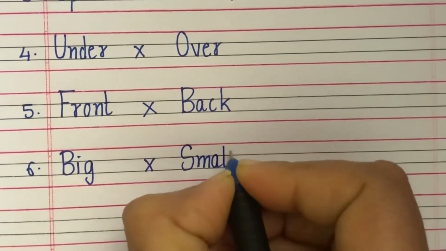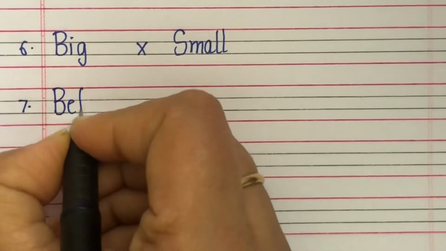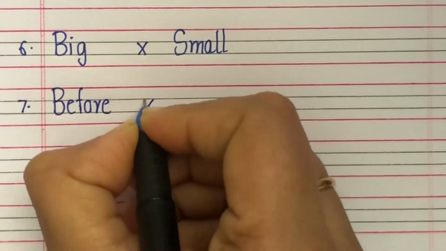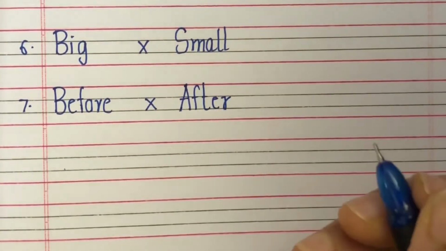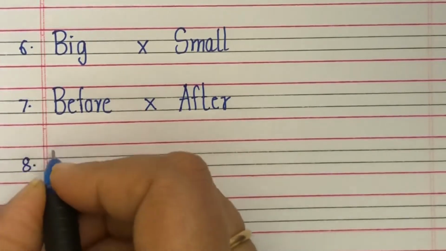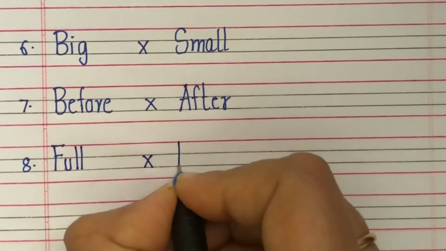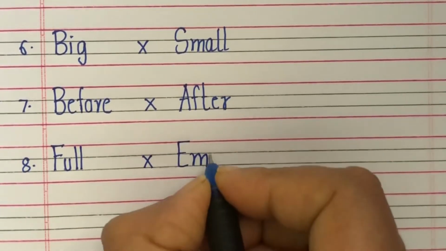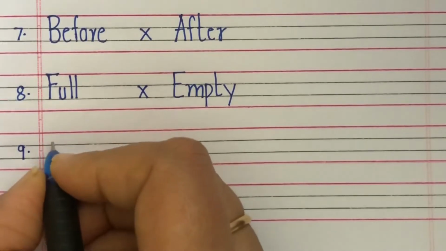Seventh one is before, B-E-F-O-R-E, before. Opposite of before is after, A-F-T-E-R. Before means pehle, after means baad mein. Eighth one is full, F-U-L-L, full. Opposite of full is empty, E-M-P-T-Y. Full means bhara hua, empty means khali.